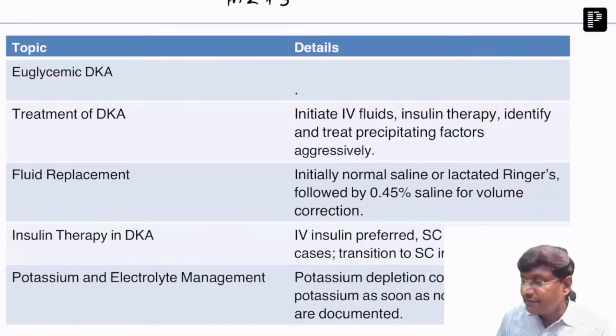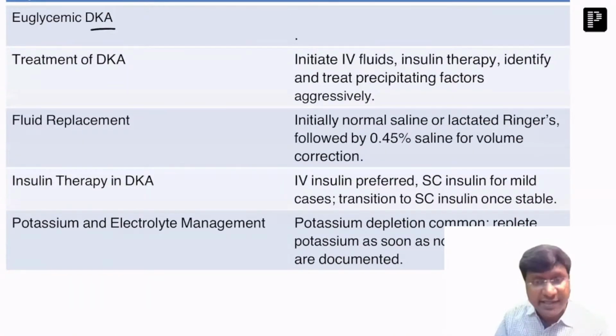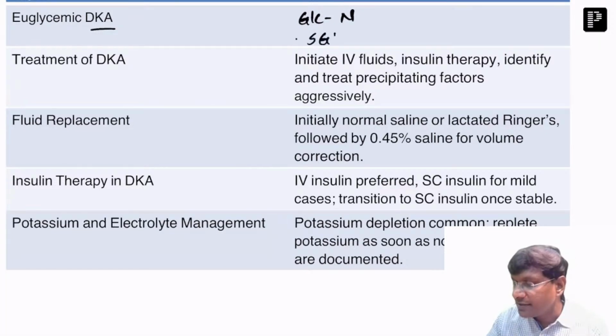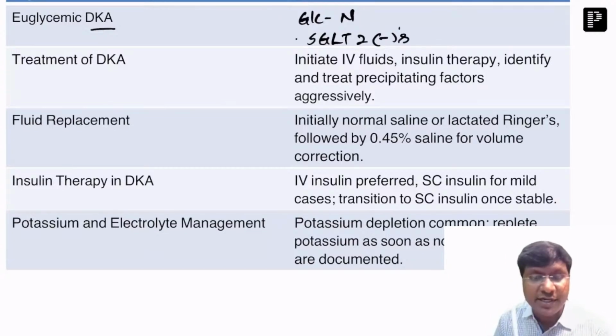Now, do you have any form of euglycemic DKA? Yes, there is also a form of euglycemic DKA. Here, the glucose levels will remain normal. And in which scenario will you have this euglycemic DKA? Those individuals who are taking SGLT2 inhibitors, right? Those individuals who are taking SGLT2 inhibitors are the ones who will have euglycemic DKA.